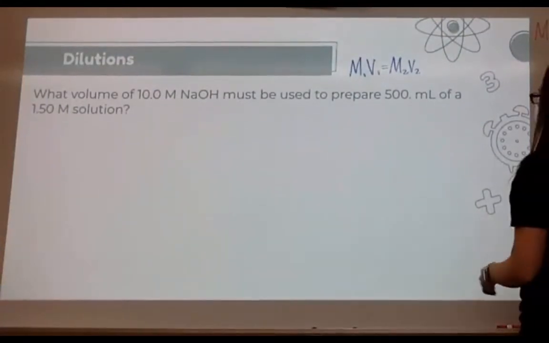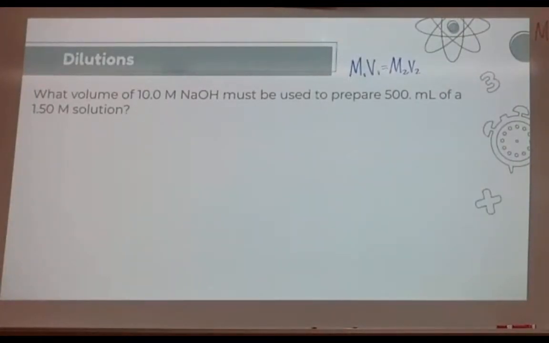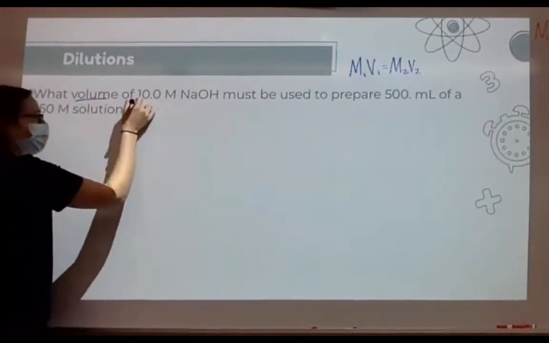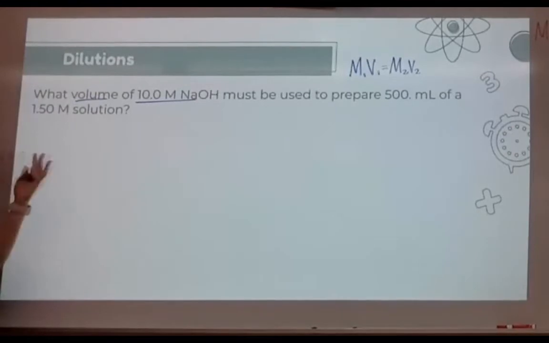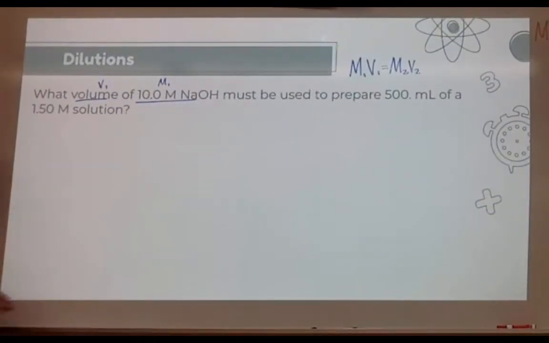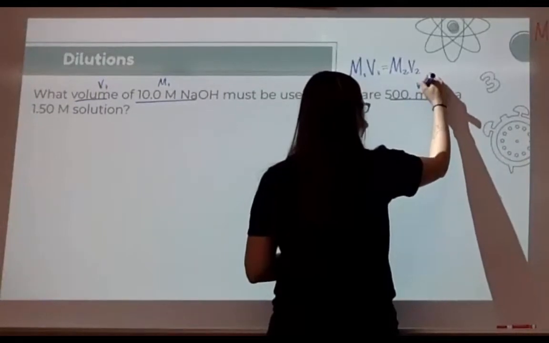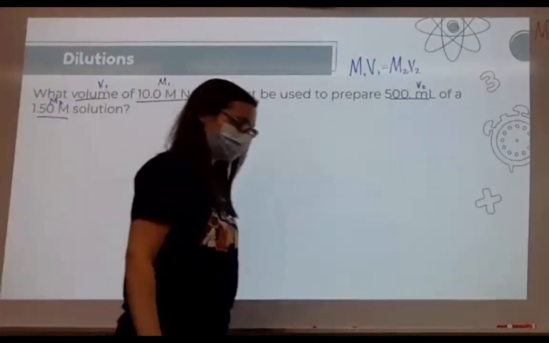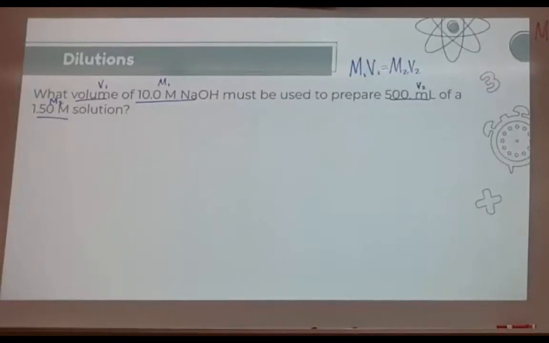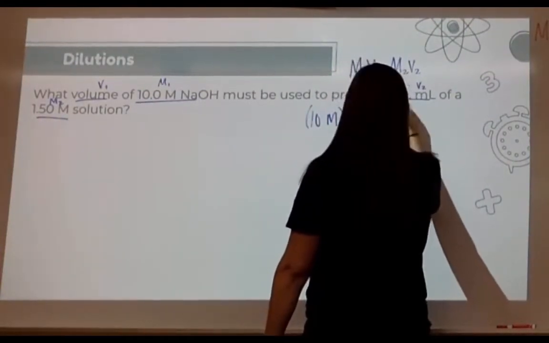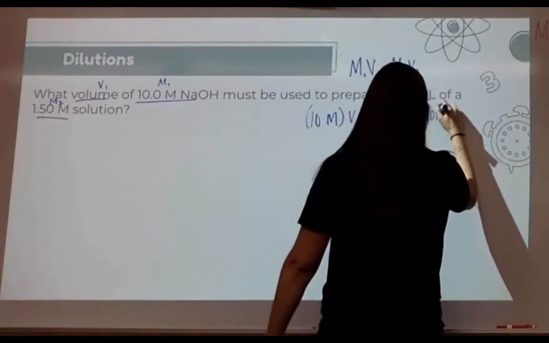Capital M is molarity, V is volume. As long as your volumes are in the same unit, you do not have to convert, but you do need to make sure that everything goes together. So what volume of 10 molar? It also doesn't matter which one you pick as 1 or 2. I'm just going to say this is M1, and this unknown volume goes with V1. 500 milliliters is a volume, and that goes with 1.5 molar. So we have M1, 10 molar; V1, I don't know; M2, 1.5 molar; V2, 500 milliliters.